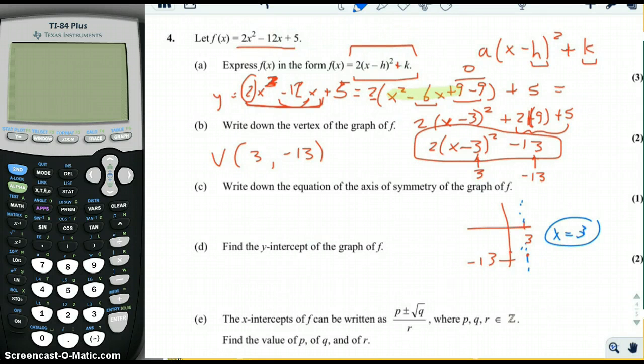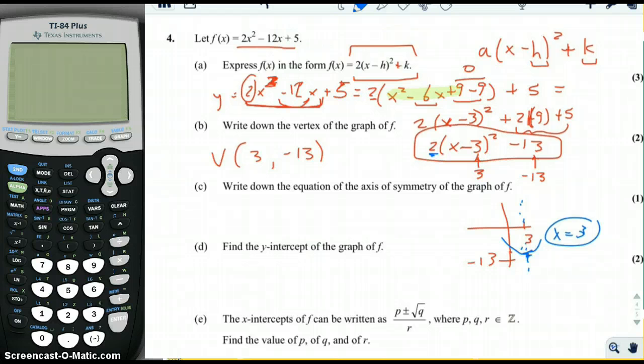Okay, and then find the y-intercept of the graph of f. Okay, so we know this is the vertex here. Does it open up or open down? Well, we know that it opens up, right? Because the 2 is positive, so it kind of opens up kind of like this, probably.